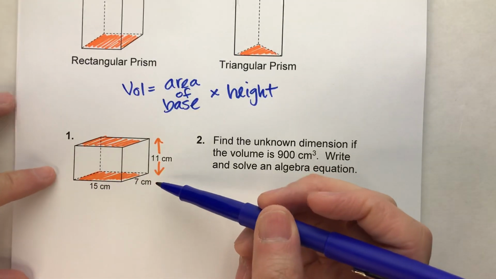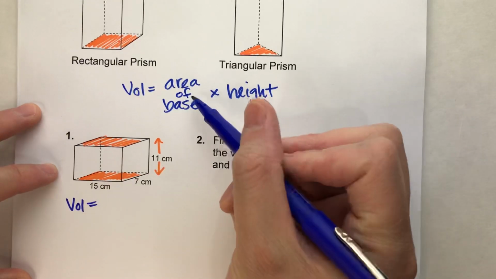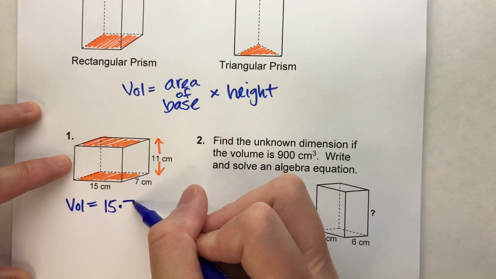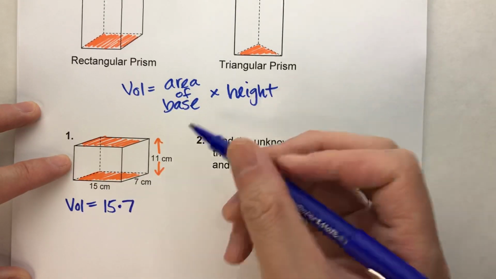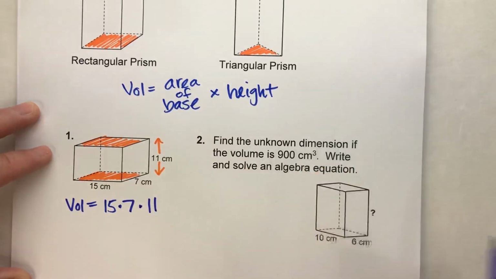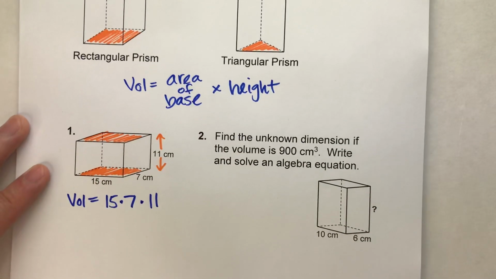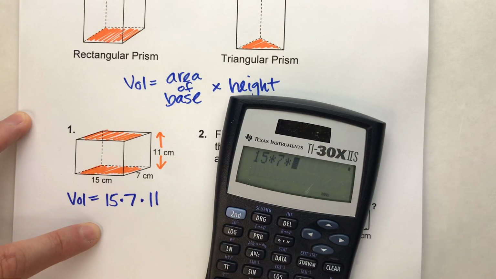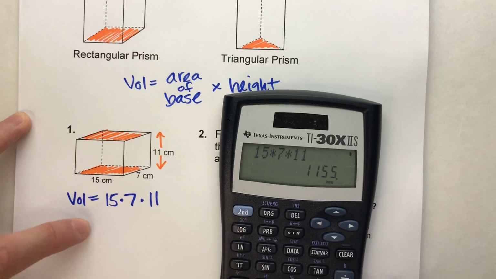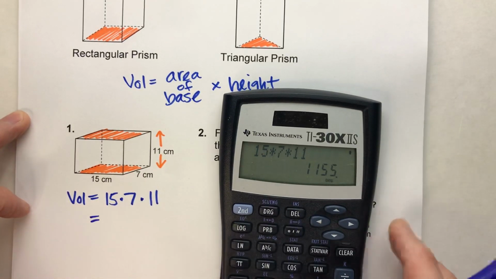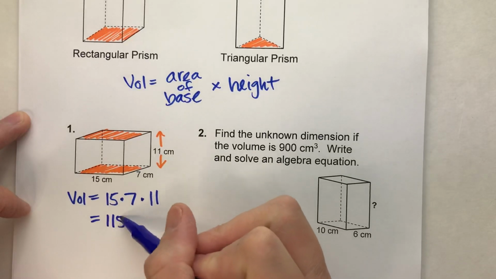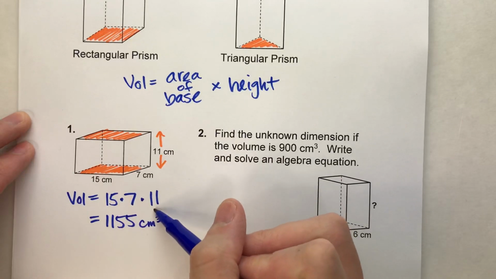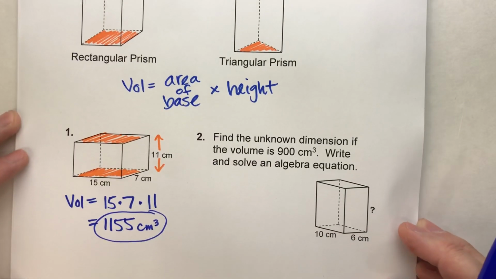All right, so if I want the volume of this, I'm going to do the area of the base. The base is a rectangle, that's 15 times 7, multiplied by the height, and the height is 11. All right? So if I just do 15 times 7 times 11, I should have the volume. Let's do that. 15 times 7 times 11, 1,155. So 1,155, and since the units are in centimeters, the volume is in centimeters cubed. And there's your volume. All right?